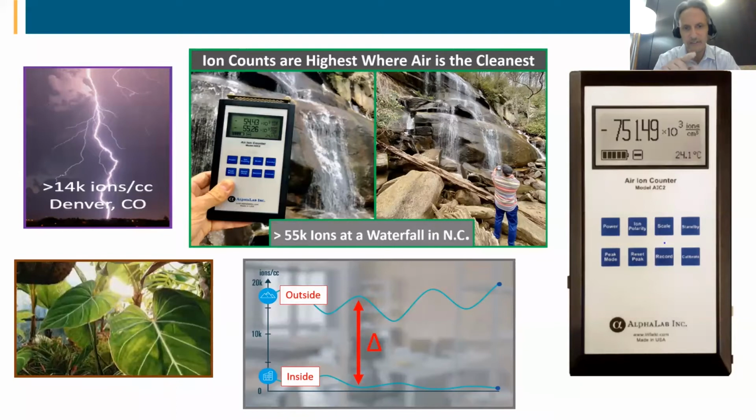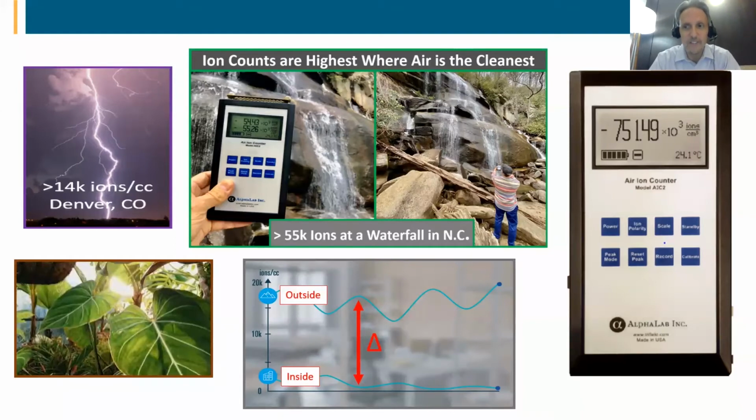And when you stop and realize that there are thousands of thunderstorms across the face of the earth every day, and literally hundreds of lightning strikes every second occurring across the face of the earth, that most certainly is a natural source of ionization to the outdoor air. As well, in the center slide, you see a picture of me standing by a waterfall near Charlotte, North Carolina, where I live, holding a handheld ion counter.